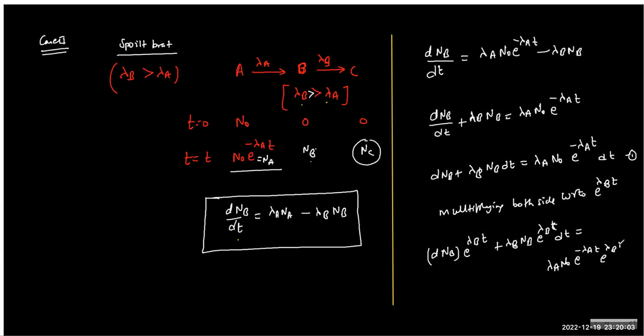times e power lambda b t. Oh, lambda b is bigger, right? Anyway, so you know how to write this. But this is really interesting. You know what this is? This is the d of Nb e power lambda b t, the entire thing. Use the product rule, we get the same answer. Can you check? Yes.